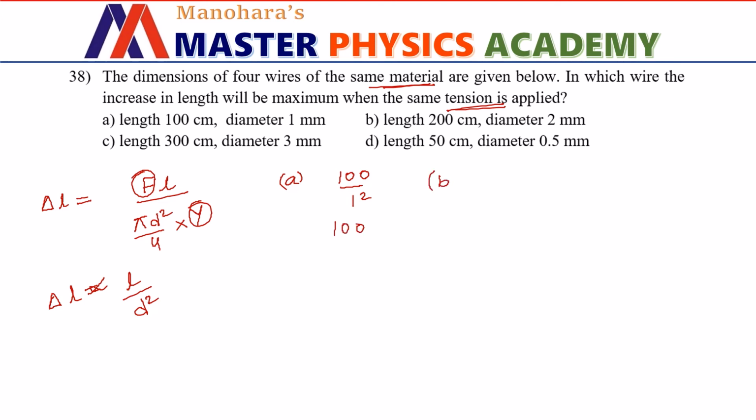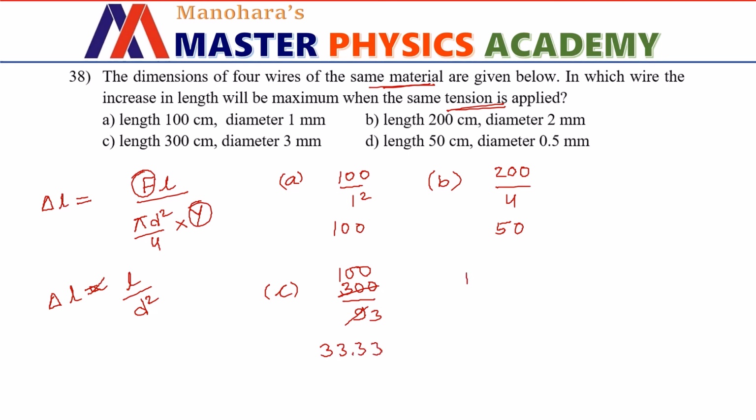In option B, it is going to be L, which is 200 centimeter, divided by the diameter, which is 2 mm. If you square that, it is going to be 4. So 200 divided by 4 will be equal to 50, right? In option C, it is 300 divided by 3 squared, that is 9. So solving this, 3 3s are 9, 300 by 9, 100 by 3 means it is going to be 33.333.